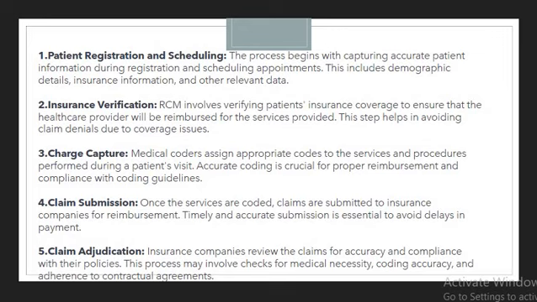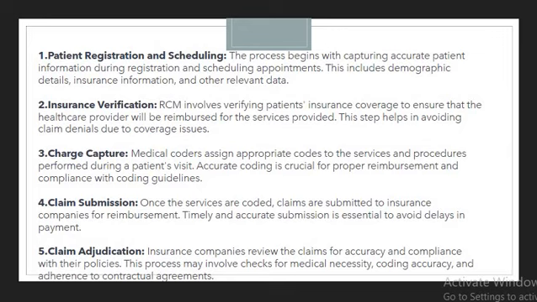Okay, because now the person is aware of what all services he has received and for what all things he is reimbursed. Okay, so this is the second point, where we are verifying patient insurance coverage just to make sure that the healthcare provider will be reimbursed for the services he has provided only.